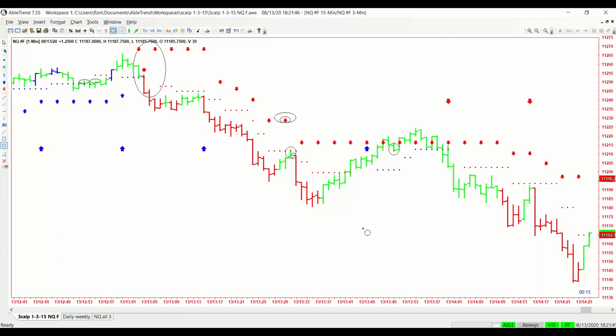Great. This is your chart. This is your scalp chart. This is what we put 4 months of work into that just came out 2 days ago. And if you want this chart, because you don't have it, it's already made up for you inside of AbleTrend. You just have to re-download AbleTrend.